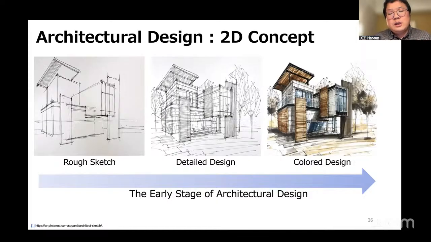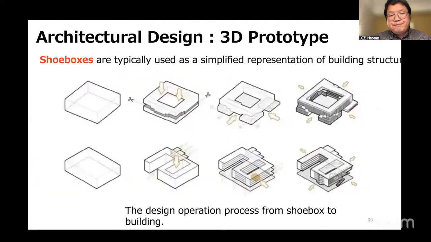For two-dimensional design, first the architects make a rough sketch, then they add the details, and finally the colors. It's like drawing, and the process is similar, but we need to consider more about functions.